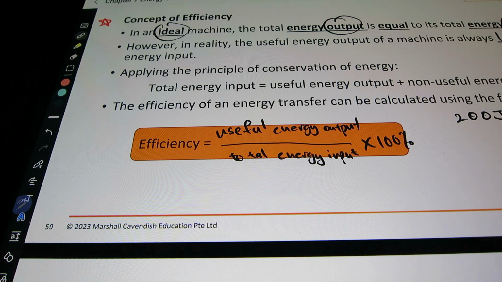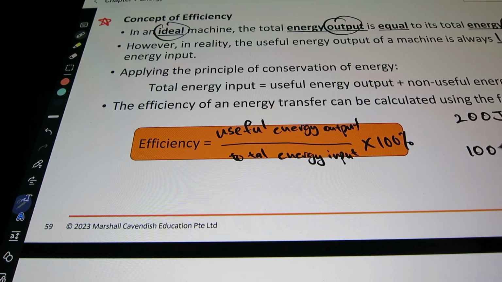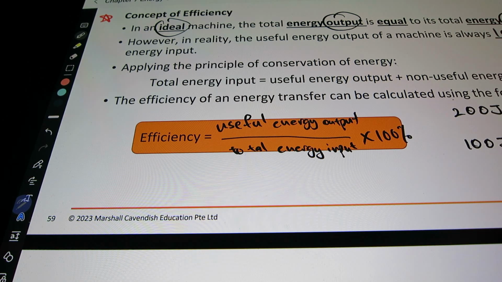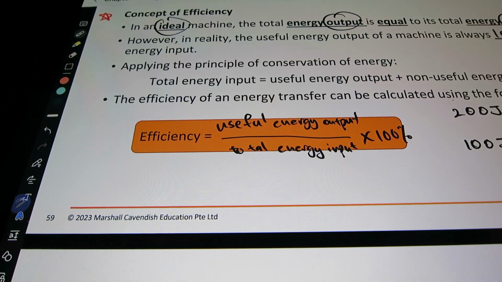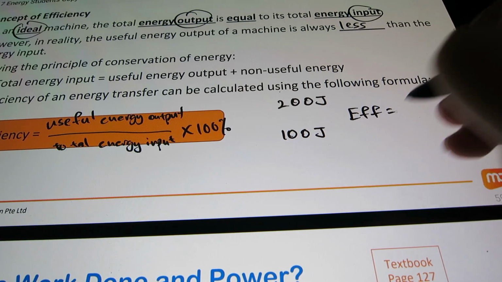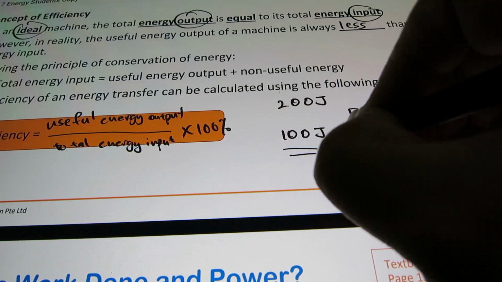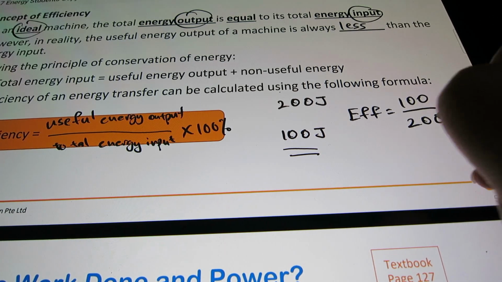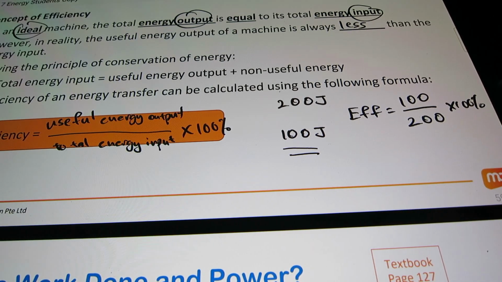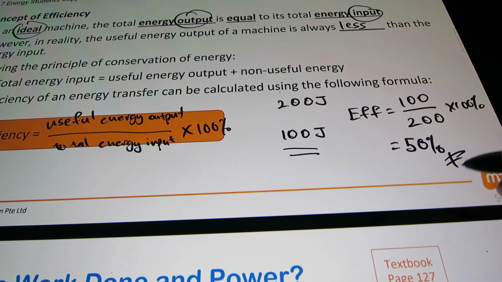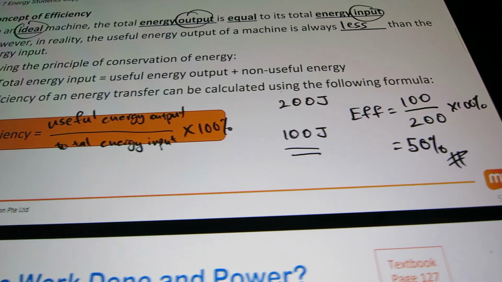Alright, but the car only gains 100 joules of energy. Rather, the useful energy output is only 100 joules. So if I were to calculate the efficiency of this machine, it is just the useful energy output, that means how much is utilized, over how much energy I actually put in, times by 100%. That will give me an efficiency of 50%. That means the machine is 50% efficient.